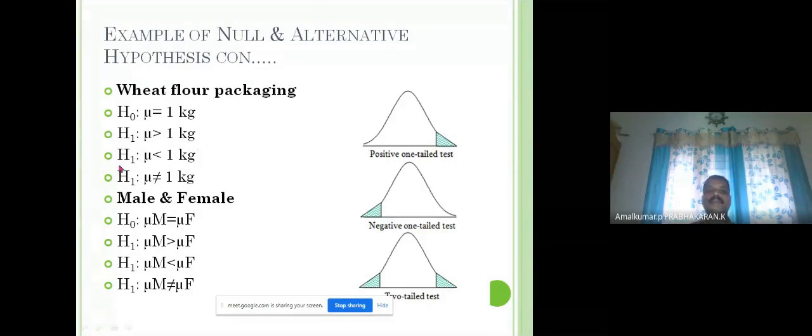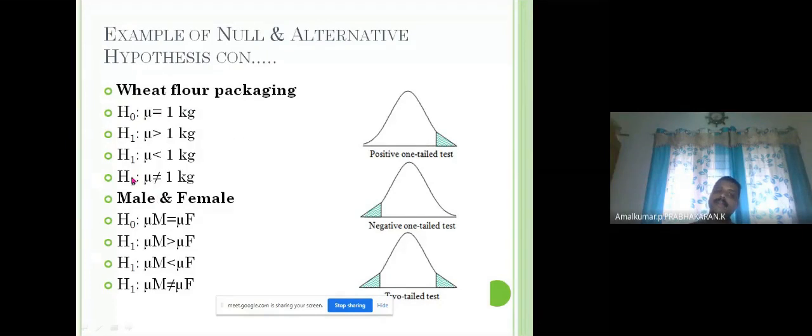And he developed another alternative. Again, the mu represents the average weight of the flour packages, and it is less than 1 kg. That means the system is again out of control, and it produces less than 1 kg flour packages. This leads to some legal action, and this also affects the goodwill of the manufacturer. So this is also a serious problem.